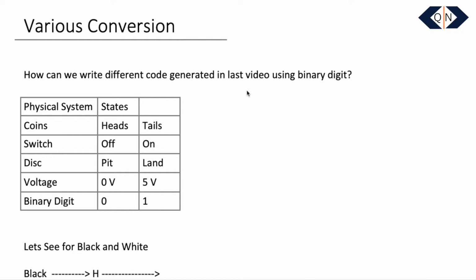Suppose we are giving red color a code of H, H and T. In the last video we have seen that we can assign different colors different codes. So how can we give a binary coding for this? Means how can we assign binary digits to this?